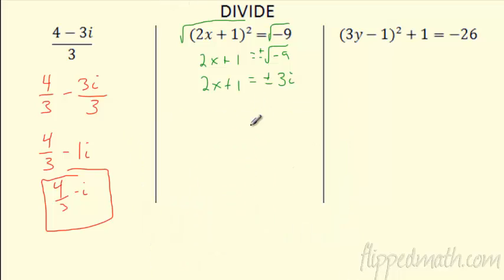So we've gotten that far. What do we do here? We're going to subtract 1 from both sides, so those cancel. So we're looking at 2x equals -1 plus or minus 3i. So that was actually last section. You passed the match check. You're good to go on that.